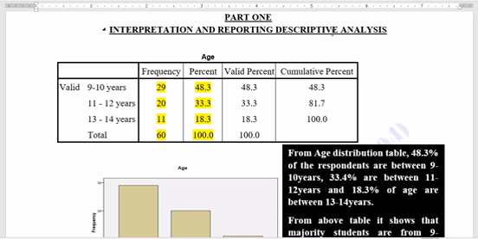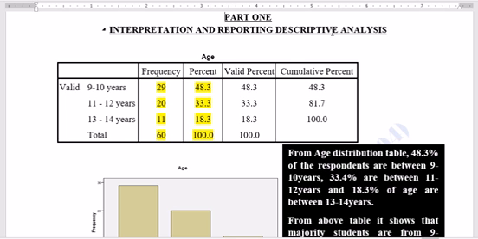Today we are looking at interpretation and reporting of descriptive analysis. We have learned how to run our analysis: descriptive analysis, t-test analysis, correlation analysis, regression analysis, either linear regression or multiple regression. We've done that. Now, after you've done that, you cannot just leave your answer like that. You have to interpret your results.